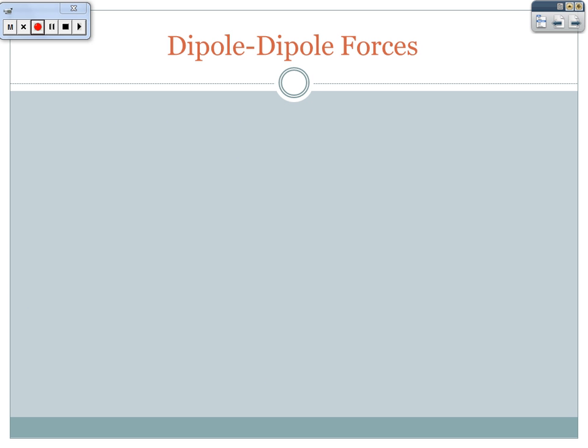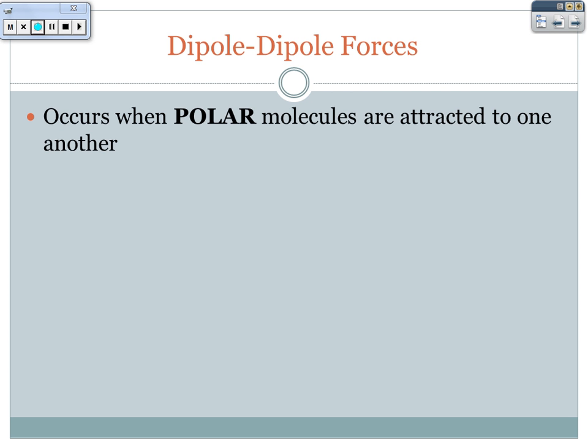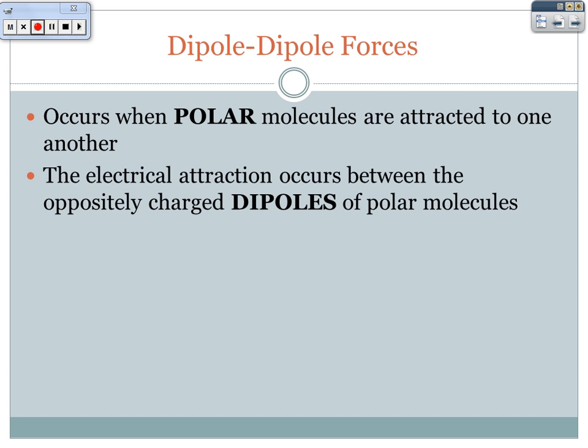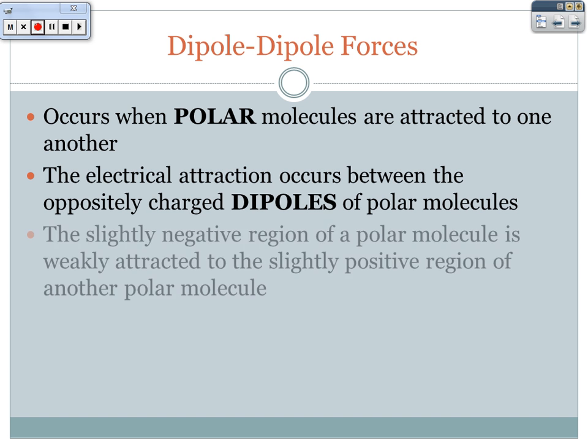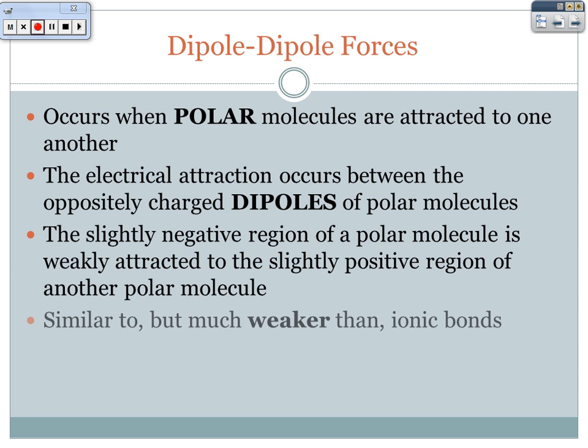Next up, we have dipole-dipole forces. These occur when polar molecules are attracted to one another. So these don't occur with temporary dipoles, these are actually polar molecules that are attracted to one another. The electrical attraction occurs between the oppositely charged dipoles of these polar molecules. The slightly negative region of a polar molecule is weakly attracted to the slightly positive region of another polar molecule. They're similar to, but much weaker than ionic bonds. And so this is kind of exactly what's happening in van der Waals, except this isn't a temporary dipole. It is a permanent dipole. Okay?